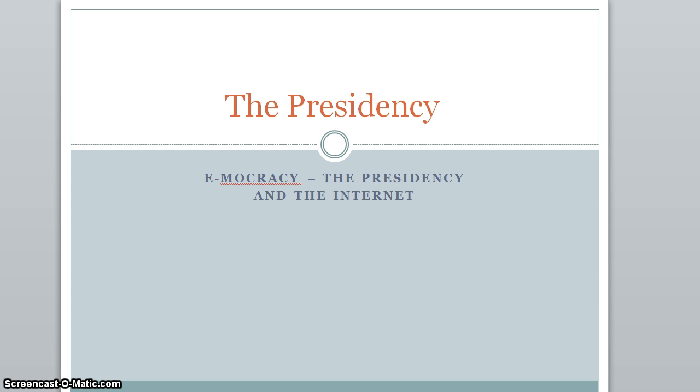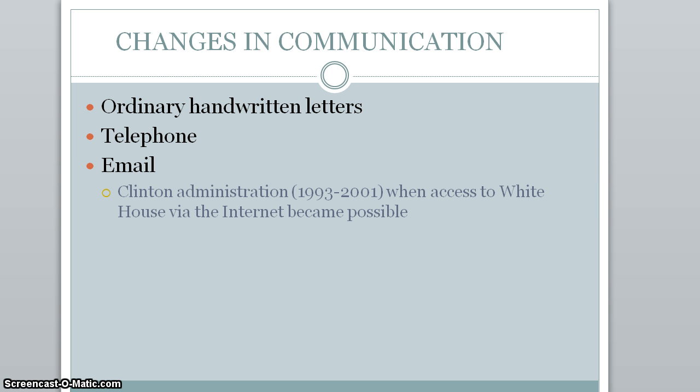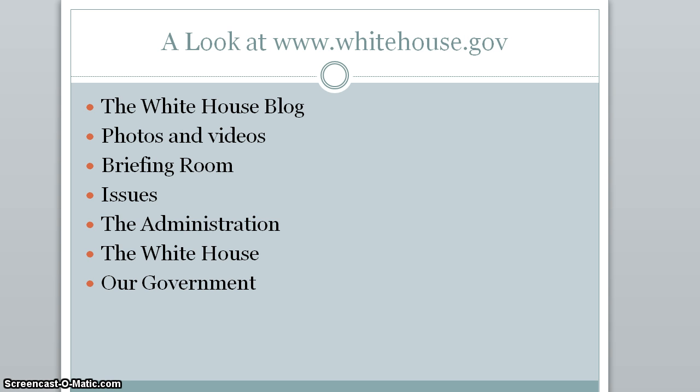We'll take a look at the presidency in the context of how the president uses the internet, how the Obama administration is using the internet right now. It's a concept we call E-mocracy or electronic democracy. Certainly, communication with the executive branch has changed over the years, starting, of course, with ordinary handwritten letters, moved to telephone, and then email. And we saw with the Clinton administration in 1993 to 2001, that's when access to the White House via the internet really became possible.